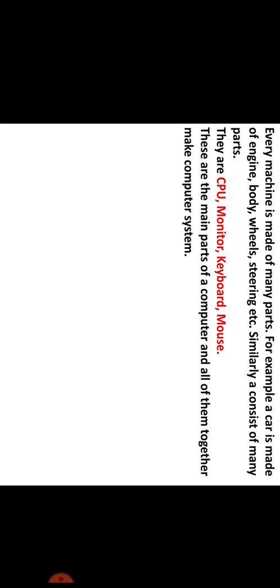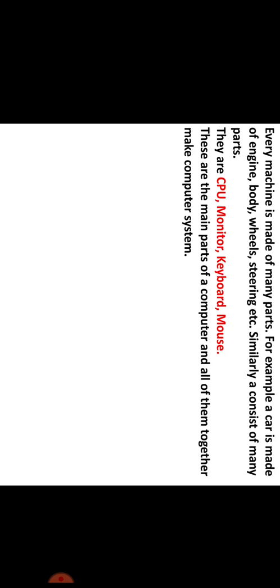Have you seen the car? Correct. Okay. What do you see in the car? A car has an engine, and a car has a body. A car has wheels. A car has 4 wheels. Again a steering. Without steering, how would the car move, correct? So these are called parts of a machine or parts of a car.